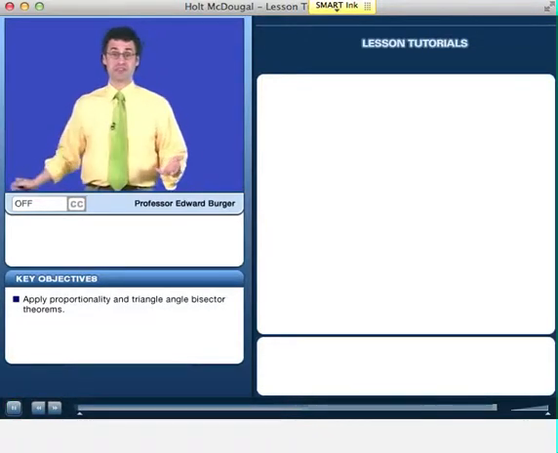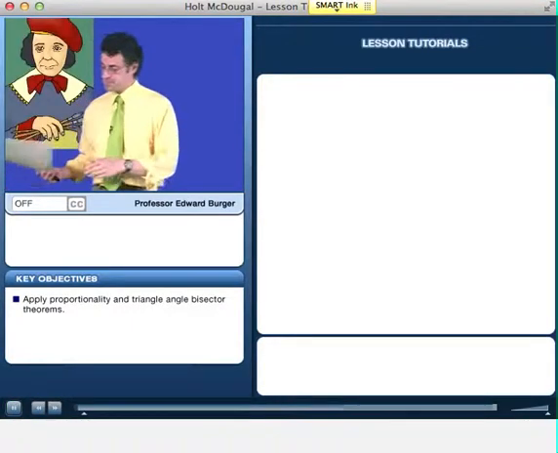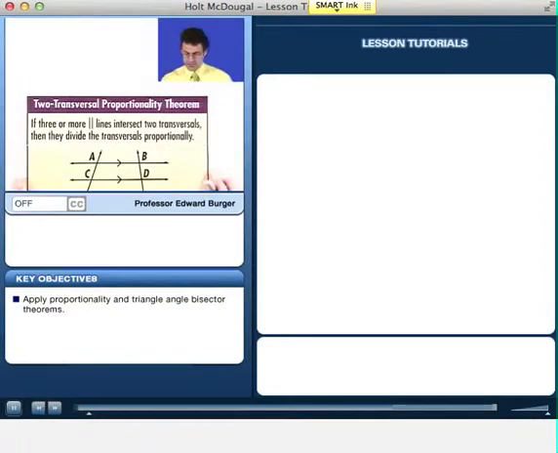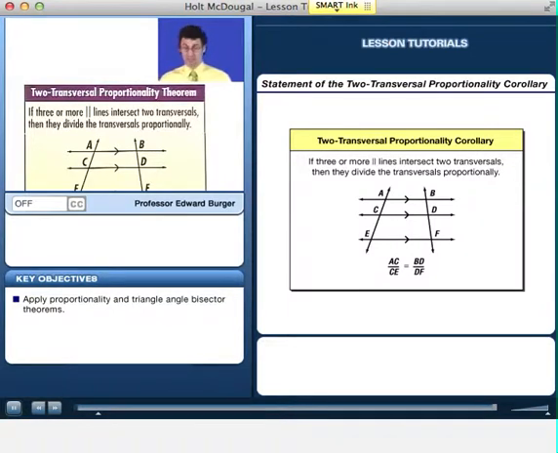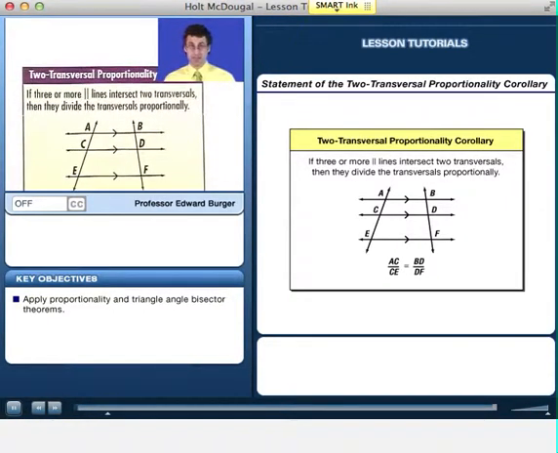Another great theorem that's used a lot by artists is the two-transversal proportionality theorem, which is a mouthful, and maybe artists don't call it that, but they use this mathematical fact all the time. Let's take a look and see what it is together.